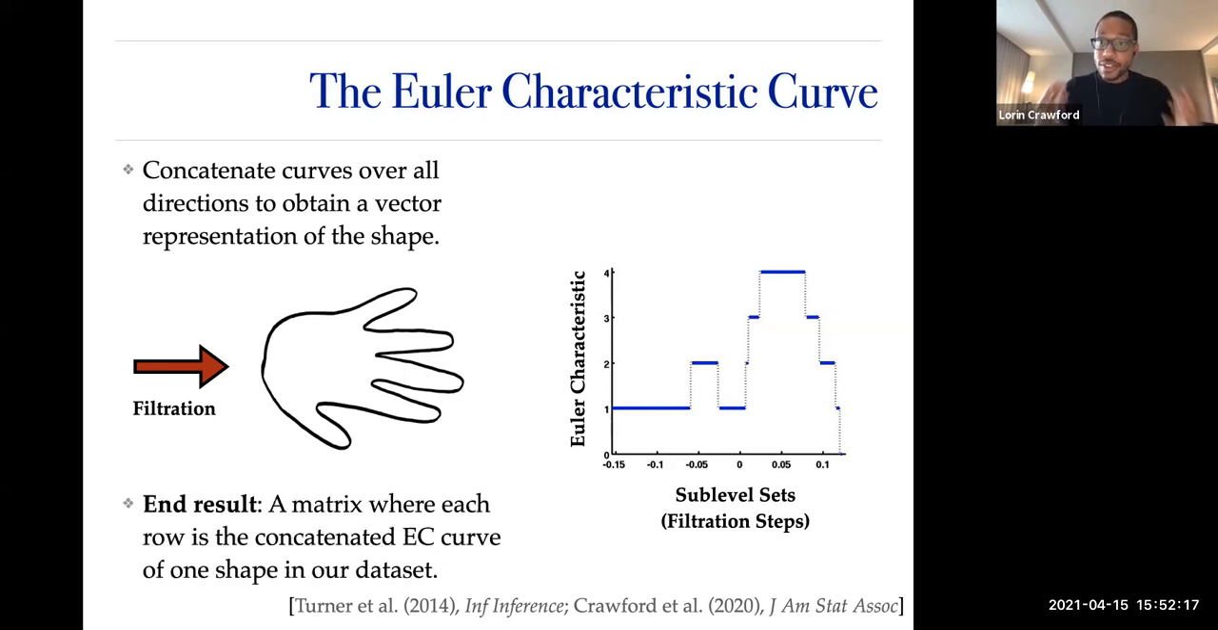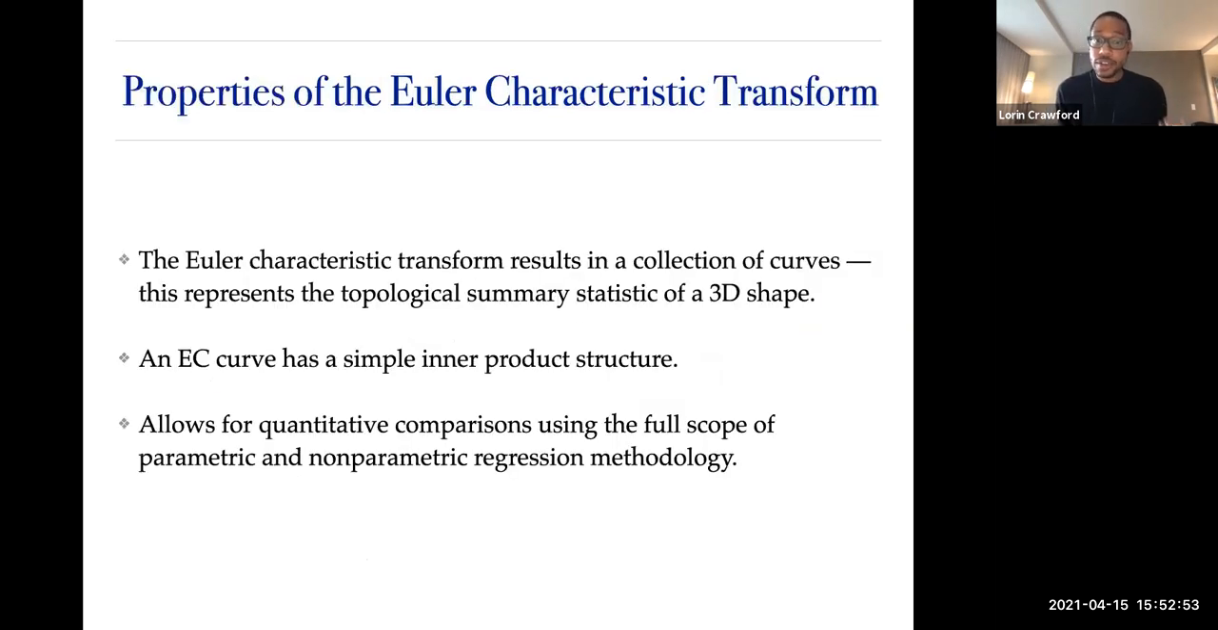What this does is it gives you a design matrix, right? Every row now is a concatenated curve for that given observation. So I'm thinking about P being the number of topological summary statistics that I have. I'll have an N by P matrix, which is in the exact same structure that we're used to working with in terms of data. The Euler characteristic is also invertible. I can understand over any given direction which topological summary statistic came in what step of the filtration and from what direction. So I can also think about how to map back onto my shapes. And so the Euler characteristic is nice because it has this nice inner product structure. And now we can also think about how to use the full scope of parametric and non-parametric methodologies.